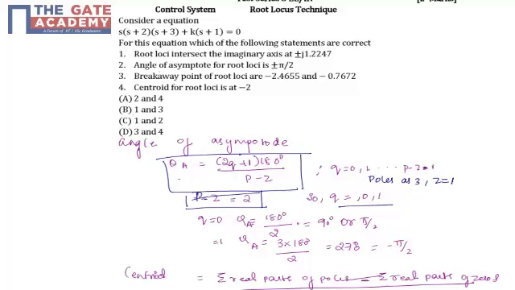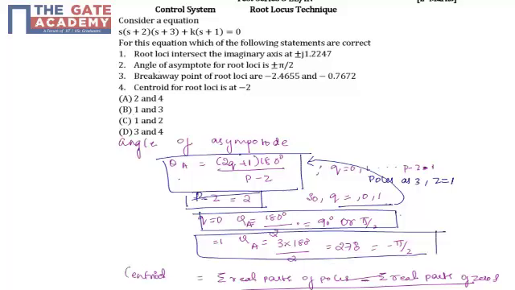So substituting these Q values in this equation, we'll obtain the angle of asymptote as 90 degrees, that is nothing but pi by 2, and for Q is 1, we'll obtain the asymptote as minus pi by 2. So that is the second statement, angle of asymptote for the root locus, we obtained as plus or minus pi by 2. So the second statement is correct.